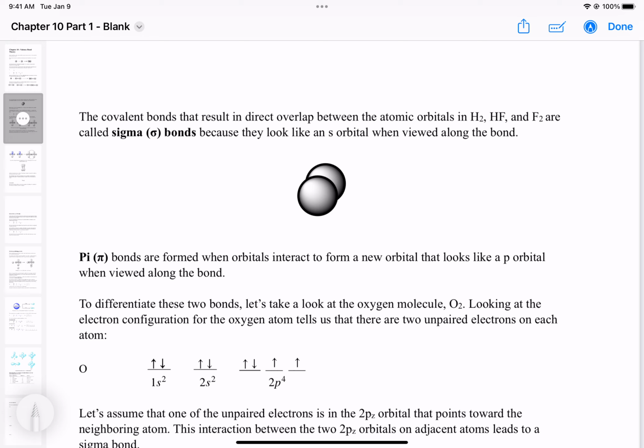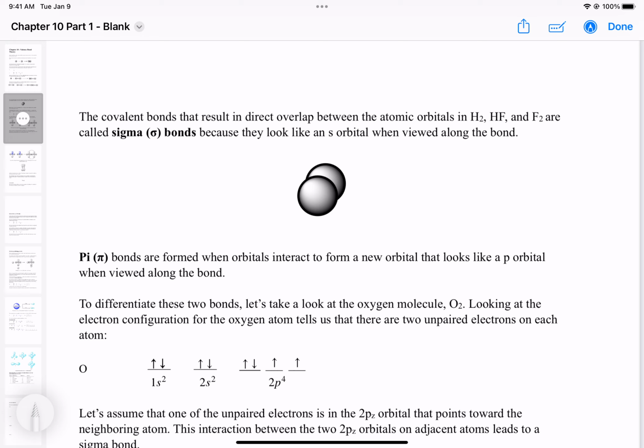Pi bonds are a little bit different. They are formed when orbitals interact to form a new orbital that looks like a p orbital when viewed along the bond. So that's a pi bond. We'll talk more about pi bonds later on.